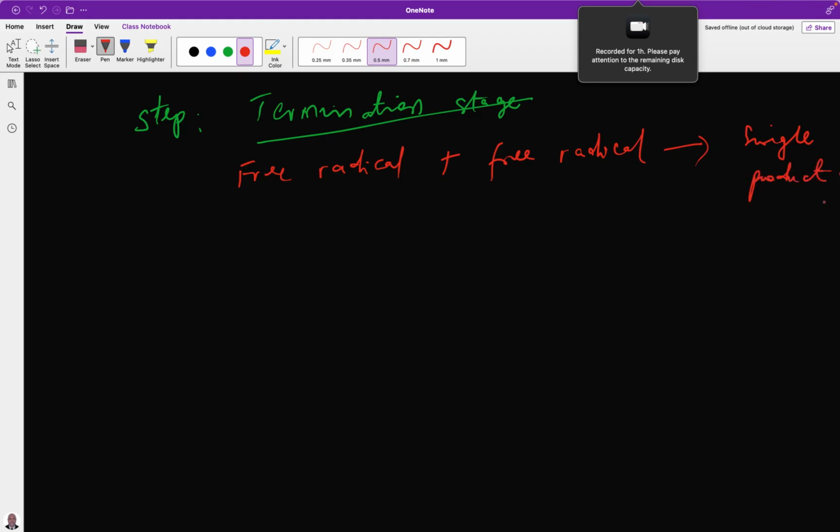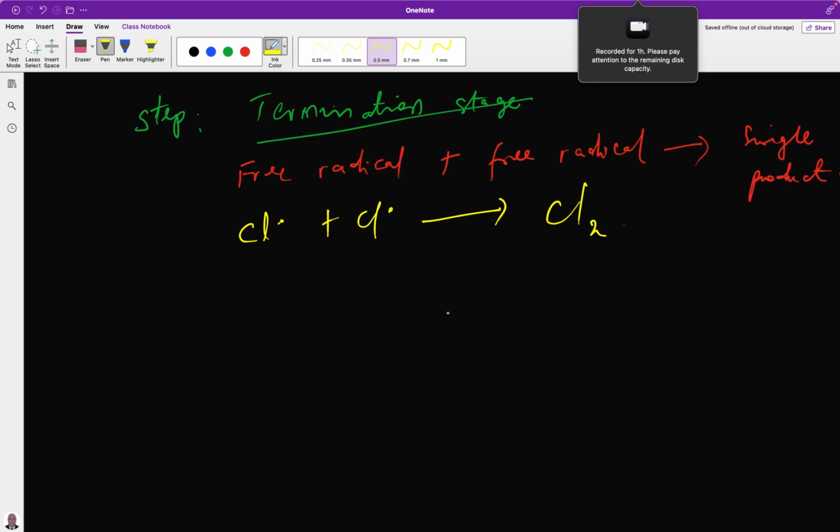Under this stage, no free radical is formed. Only a single product is formed from free radical plus free radical. No free radical is formed. Only a single product is formed. An example of this is 1. You will have a chlorine free radical plus another chlorine free radical to form what?